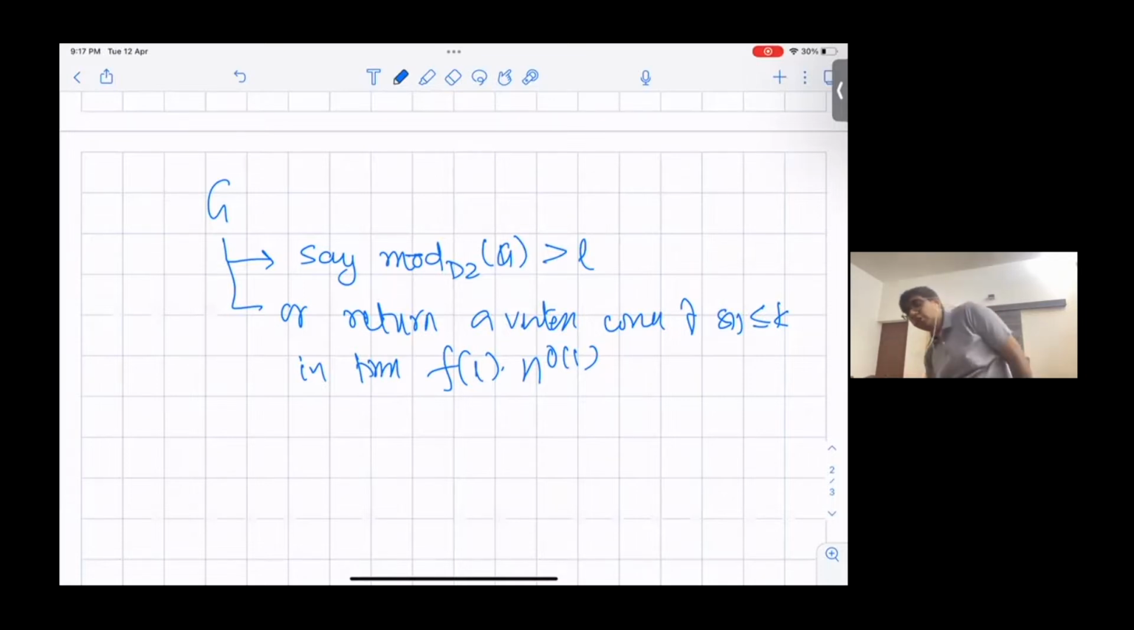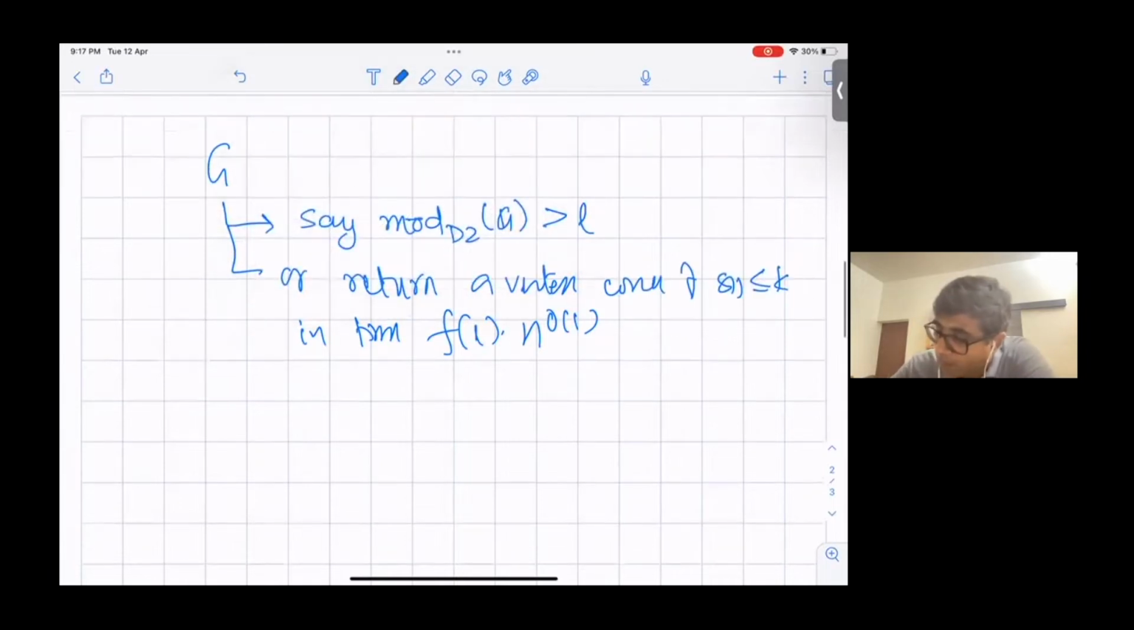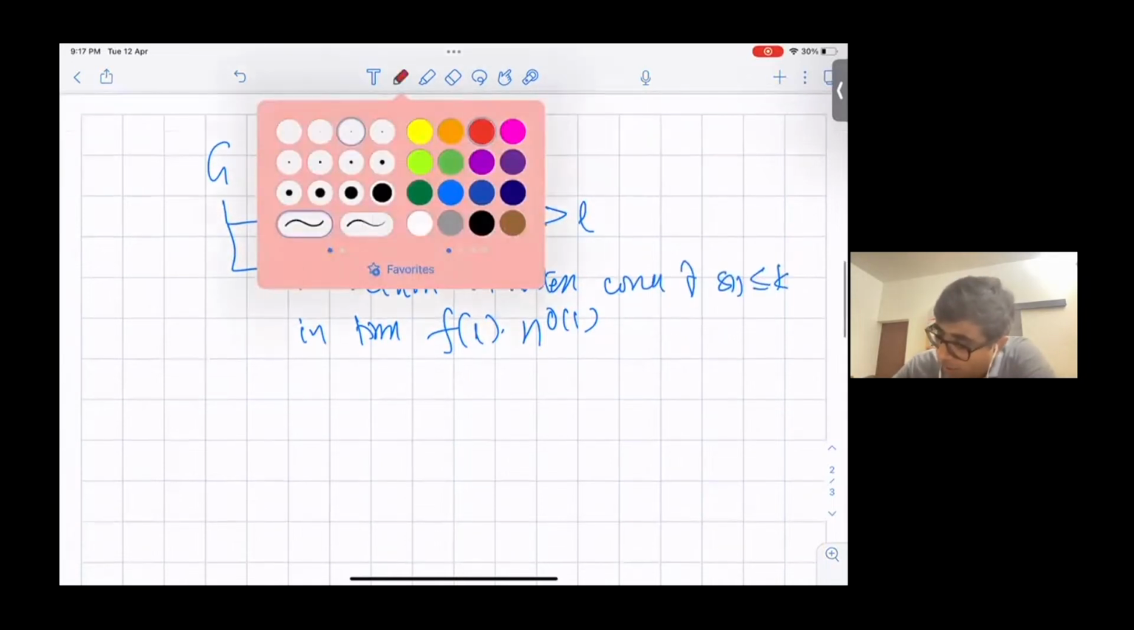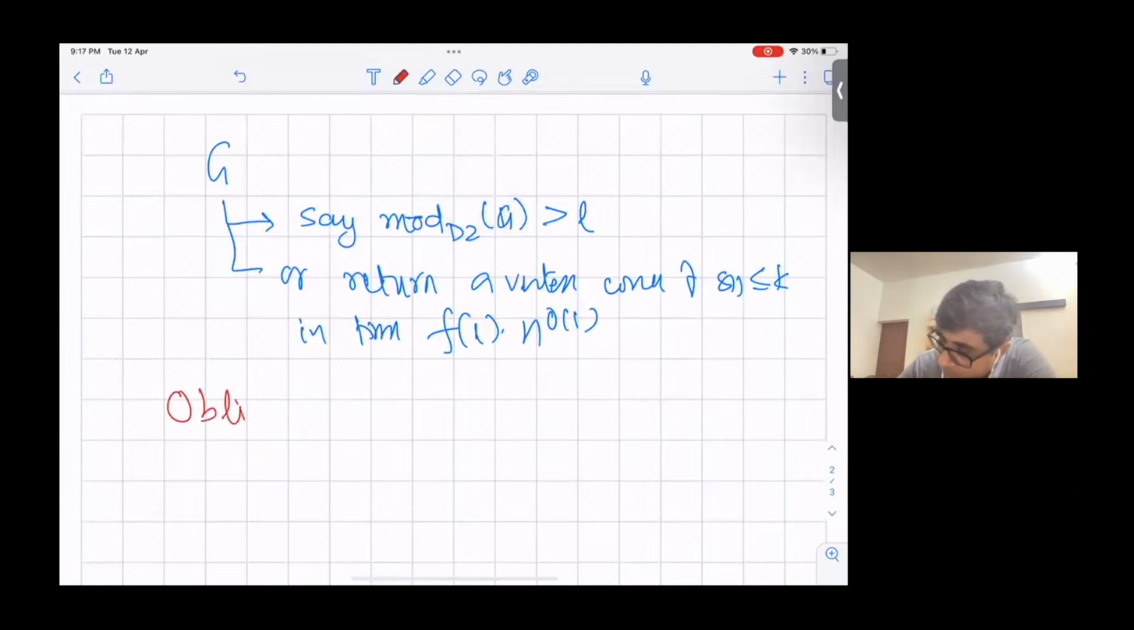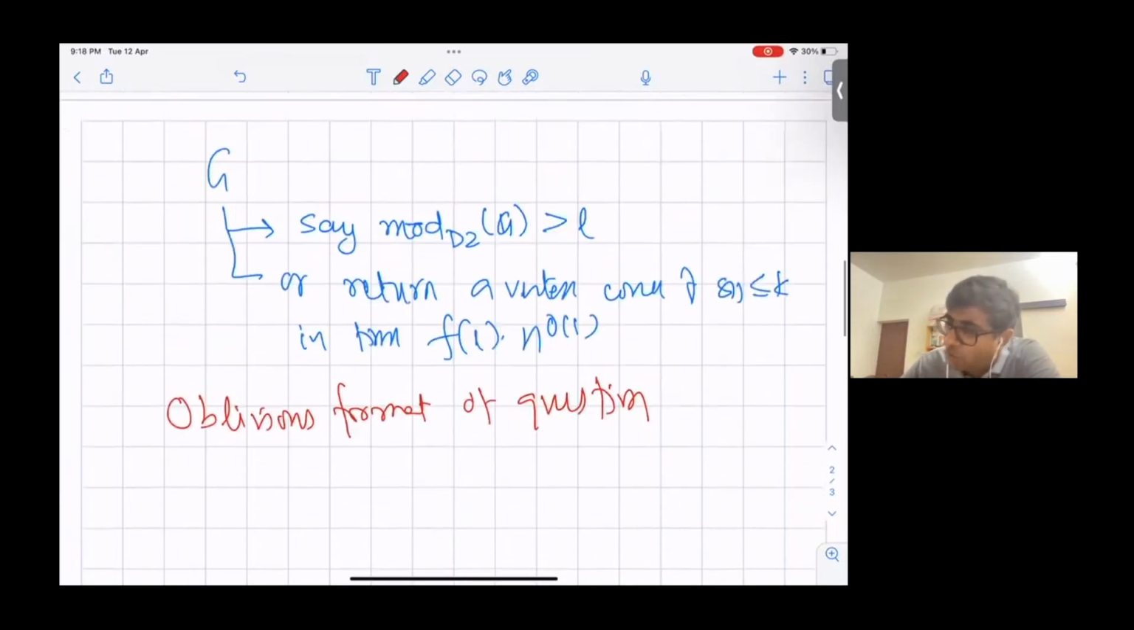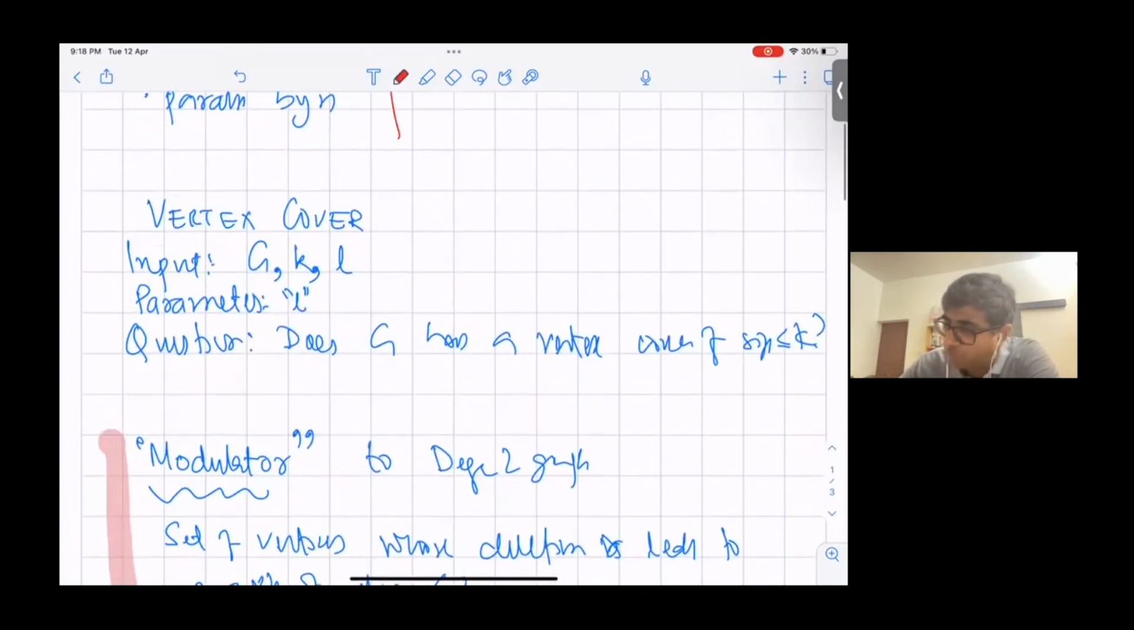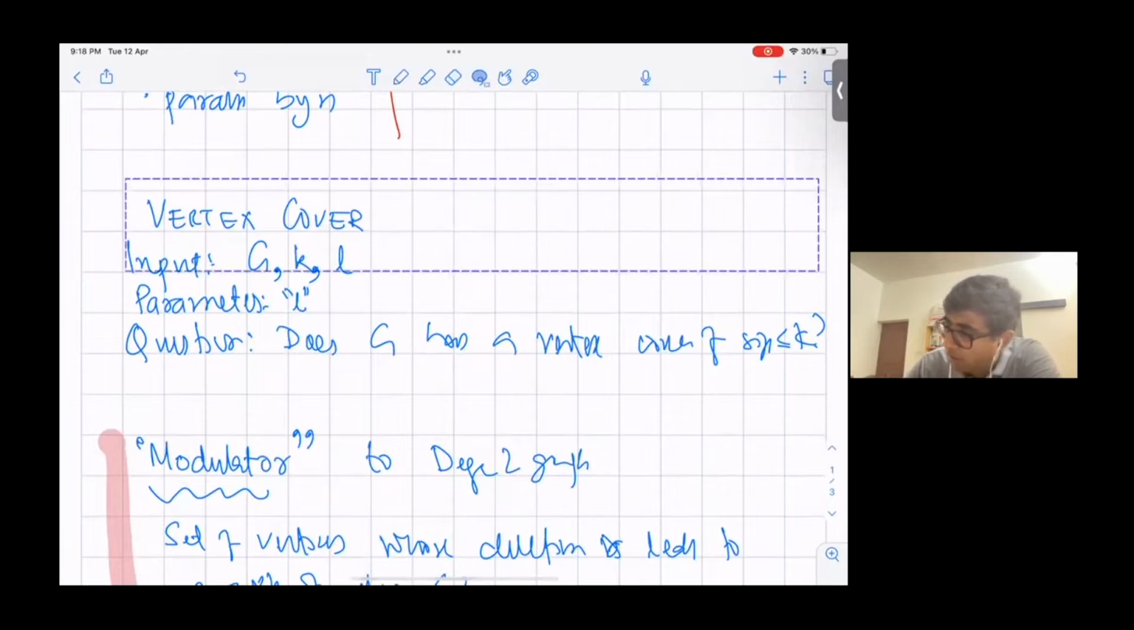These are called oblivious, like I have not given you the modulator. So these are the oblivious format of the question. Now there is a non-oblivious format of the question, which is a slightly easier question to state.